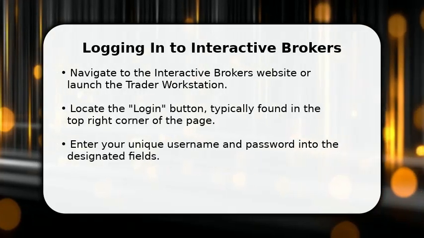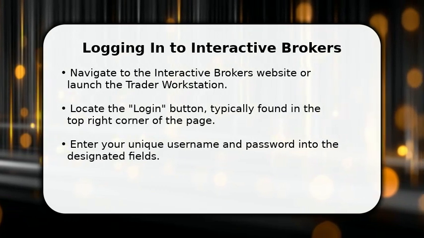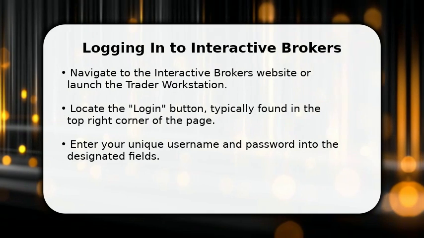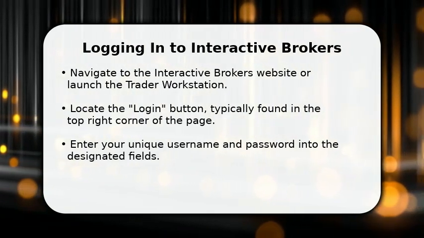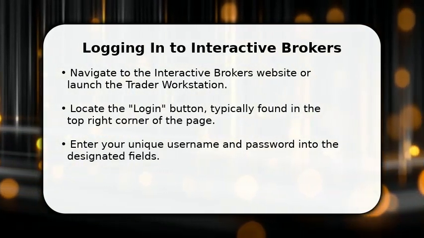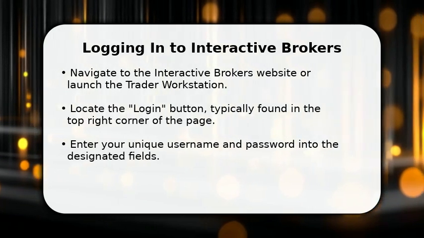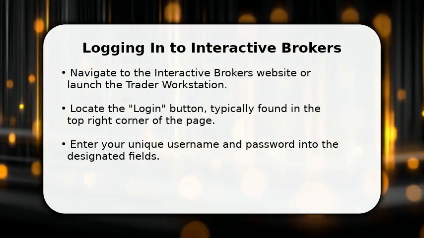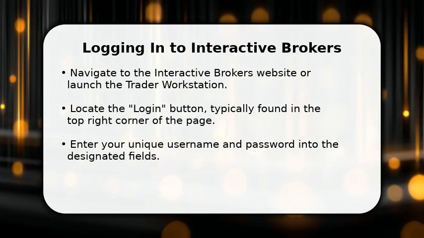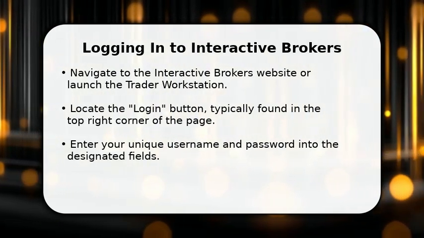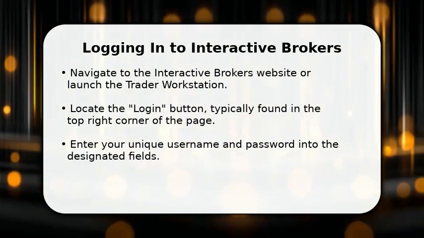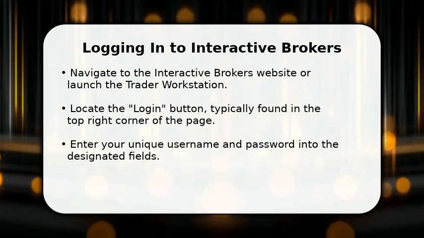In this video, I will explain how to log into Interactive Brokers. First, open your web browser and go to the Interactive Brokers website or launch the Trader Workstation application. Look for the Login button, usually located in the upper right-hand corner of the page. Click it, then carefully enter your unique username and password into the provided fields. After double-checking your credentials, click the Login button to move forward. This initial step is quick and straightforward.